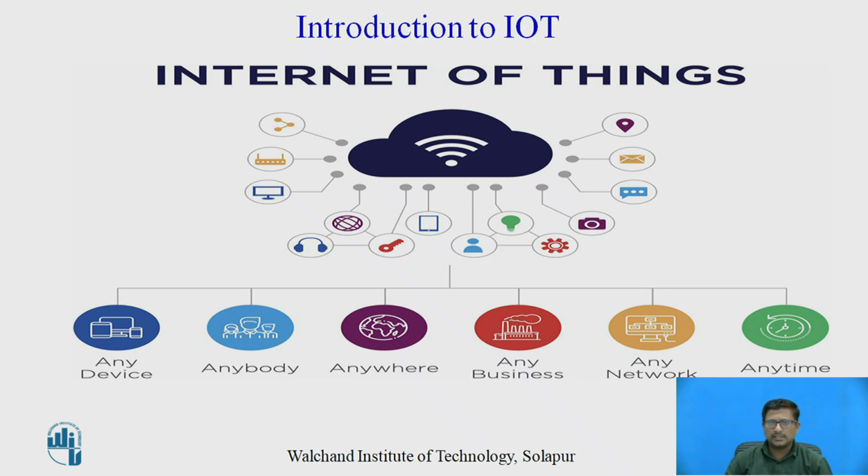In IoT, any network we can use: LAN, WAN, MAN, then wireless networks. Nowadays we are using mobile networks. So each and every network we can connect with the internet, and anytime we can access the data wherever, whenever we want.